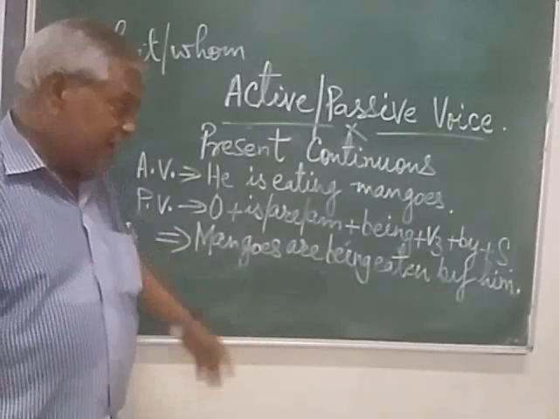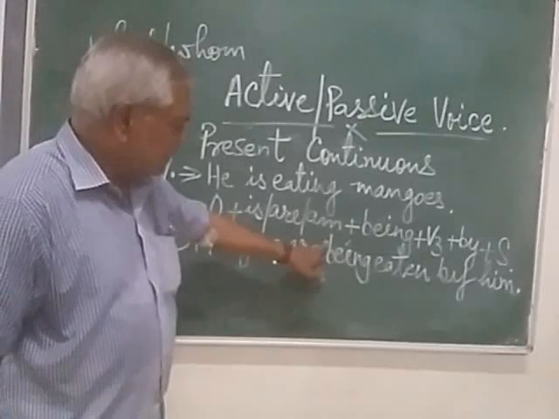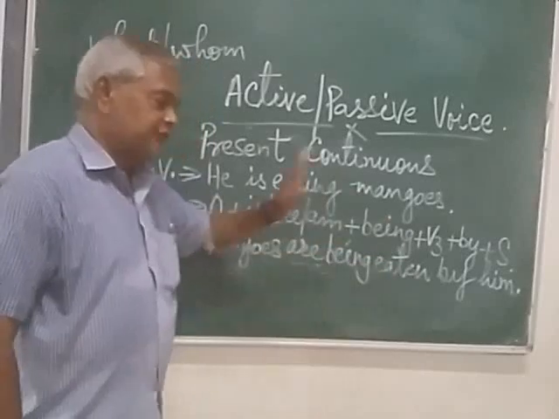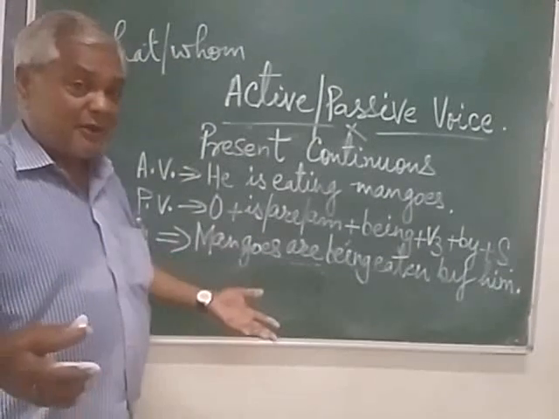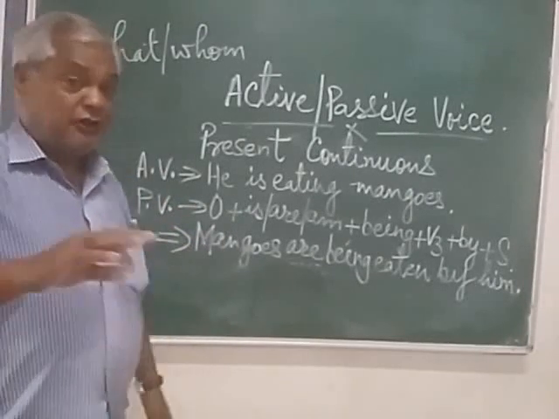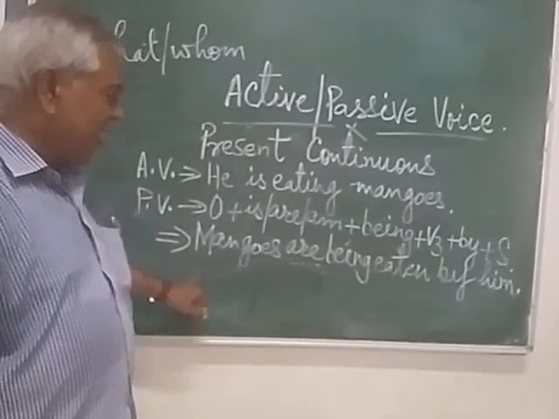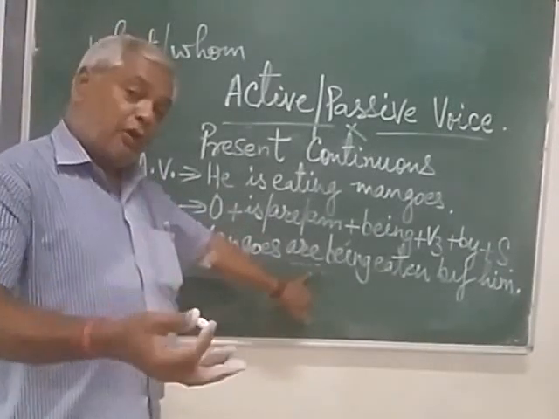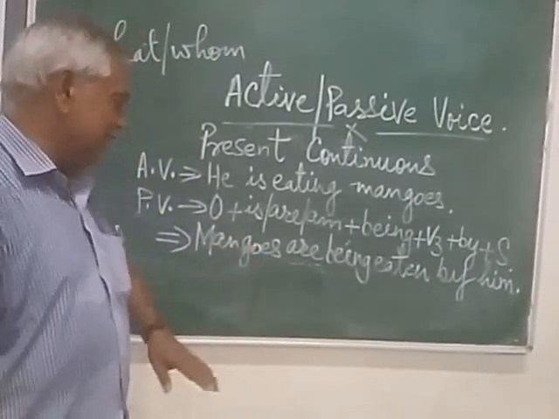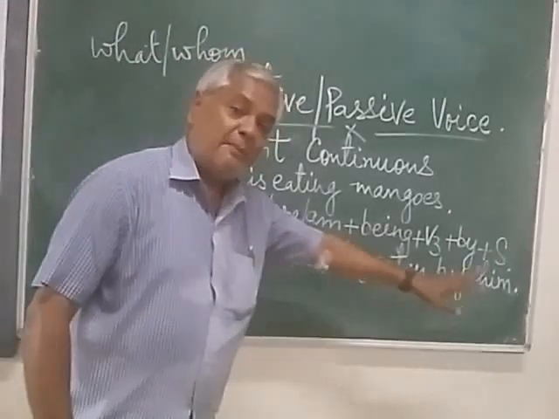And what will be the negative sentence? Just after the helping verb, here only you apply the word not, and it will be a negative sentence. As in the case where I have given you the explanation of how to change from affirmative to negative, negative to interrogative, the same technique is applied over here. So just after the helping verb the word not is applied, so that it will be a negative sentence of passive voice. Like, mangoes are not being eaten by him.